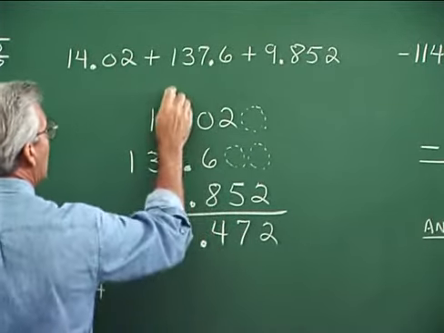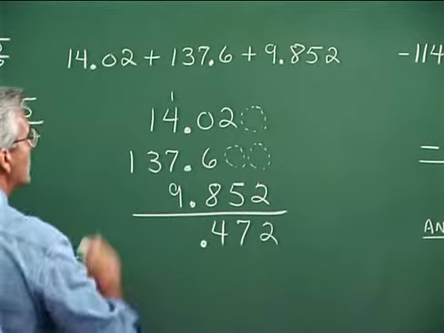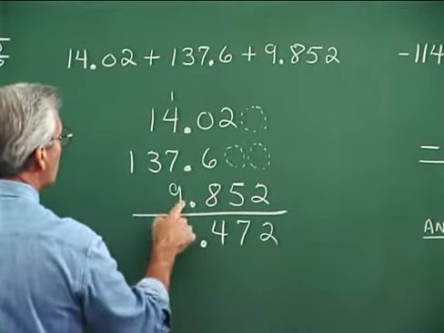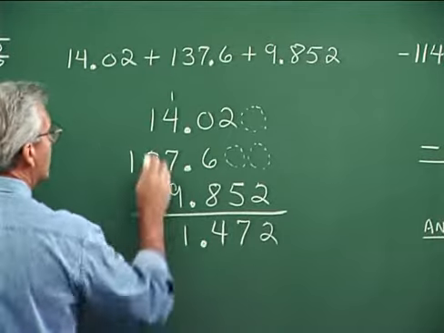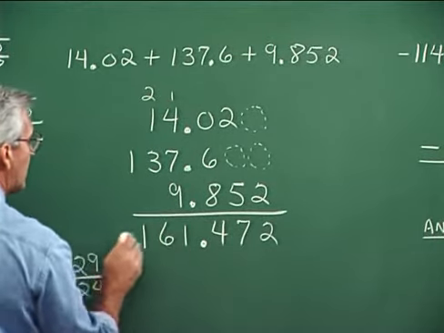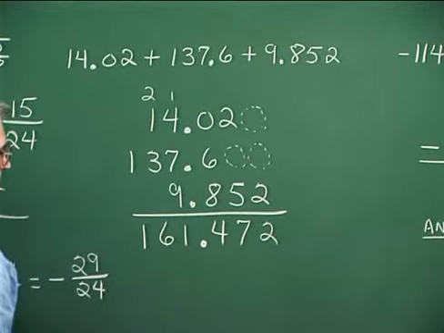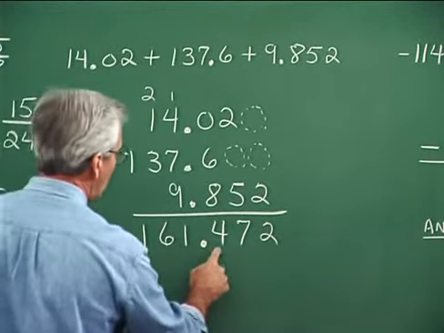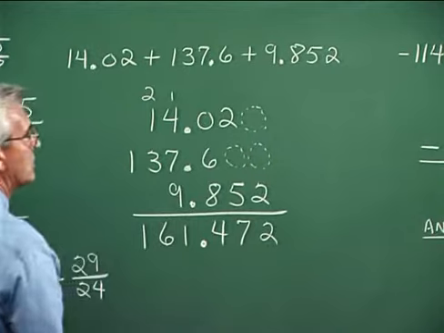I get a 4, but I have 1 to carry. So 1 and 4, 5. 5 and 7, 12. 12 and 9, 21. Bring down the 1, carry the 2. 2 and 1, 3, and 3, 6. And then bring down the 1. So 161 and 472 thousandths.